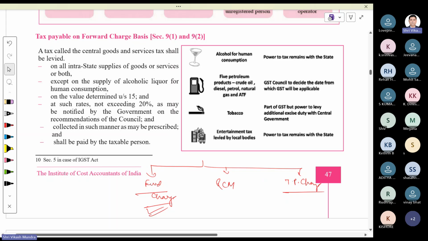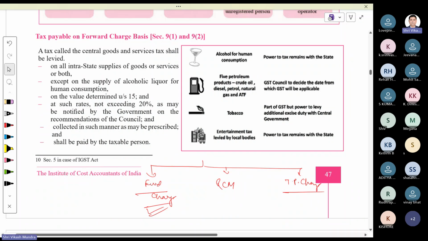When the tax is levied on the supplier, that means the supplier is responsible to pay tax to the government directly. That means the government will collect money from the supplier. That type of taxation is known as forward charge. On the other hand, when the levy is on the recipient of supply, that is known as reverse charge mechanism. Be careful, most goods or services are subject to forward charge. Few goods or services which are notified by the government are subject to reverse charge.